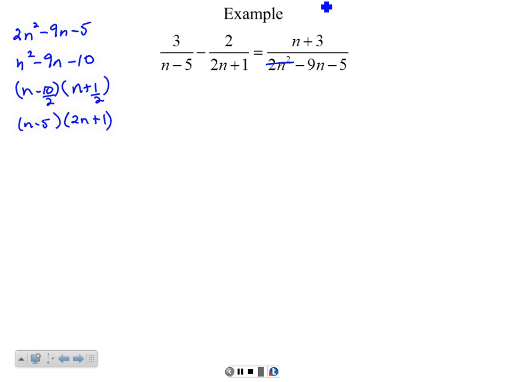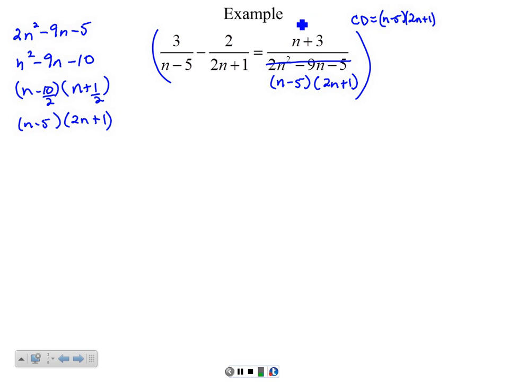So notice that this trinomial factored into the two binomials that were on the left, which is convenient because now that is my common denominator. Remember you have to use everything once. Well, I see an n minus 5 and I see a 2n plus 1. So that is going to be the common denominator. So I'm going to multiply this whole entire fraction by that common denominator.